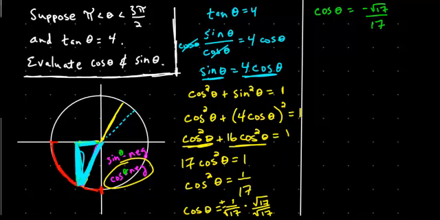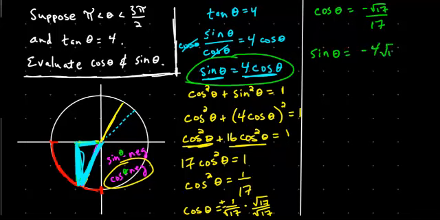Now I need to find the sine theta. We have an expression right here that says that sine theta equals 4 times the cosine theta. So sine theta equals a negative 4 times the square root of 17 over 17. Hopefully that will get you through those types of problems.